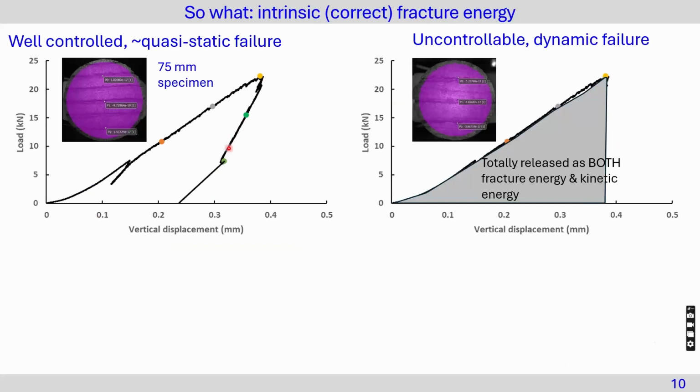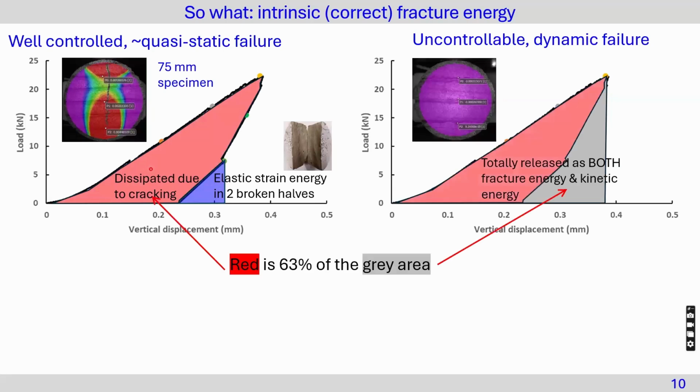But recently, some good results have been obtained with a large size specimen with 75 millimeter diameter. This plot and the video show a comparison of a specimen with well-controlled and uncontrollable fracture. For the uncontrollable specimen, the total release energy is the combination of the fracture energy and kinetic energy. For the specimen under control, the blue area we mentioned before indicates the elastic strain energy released after the full fracture. Further, in both load displacement plots, the red area indicates the dissipated energy due to gradual cracking. By my calculation, this area is about 63% of the gray area of the total release energy.